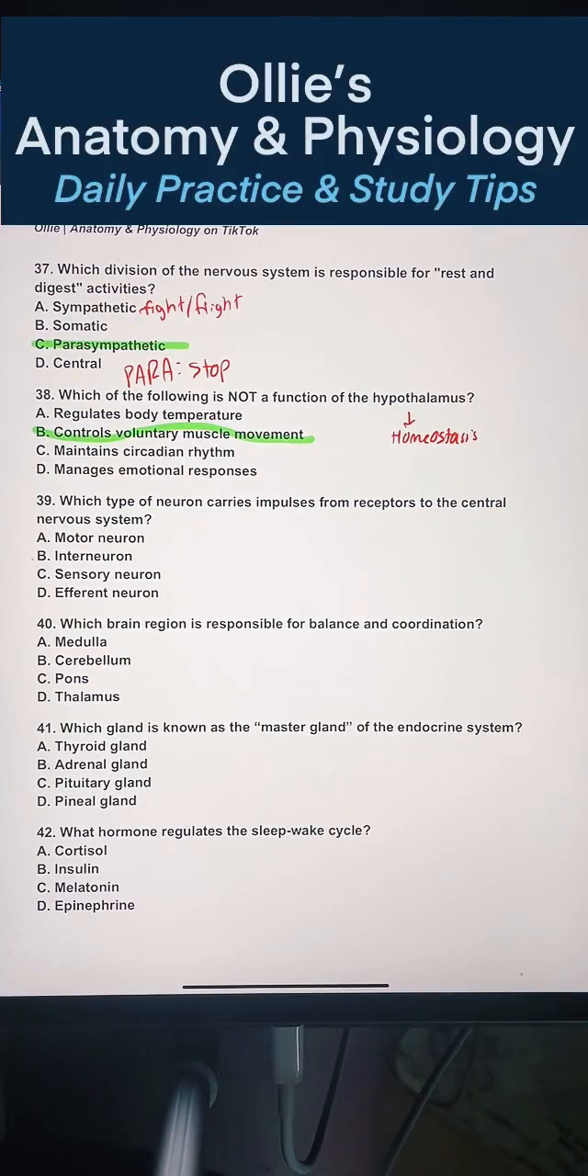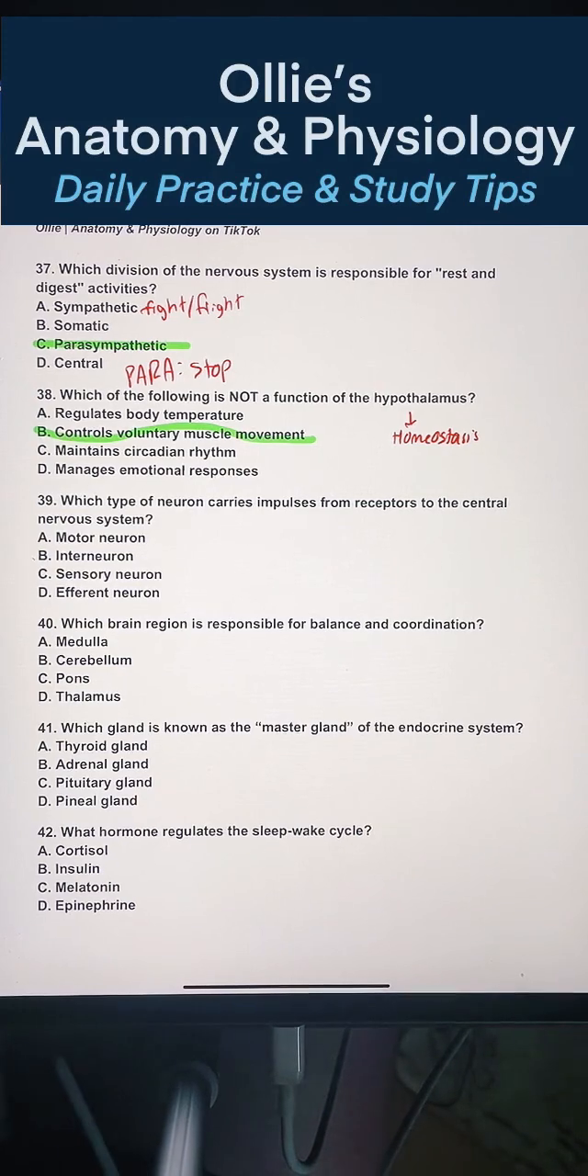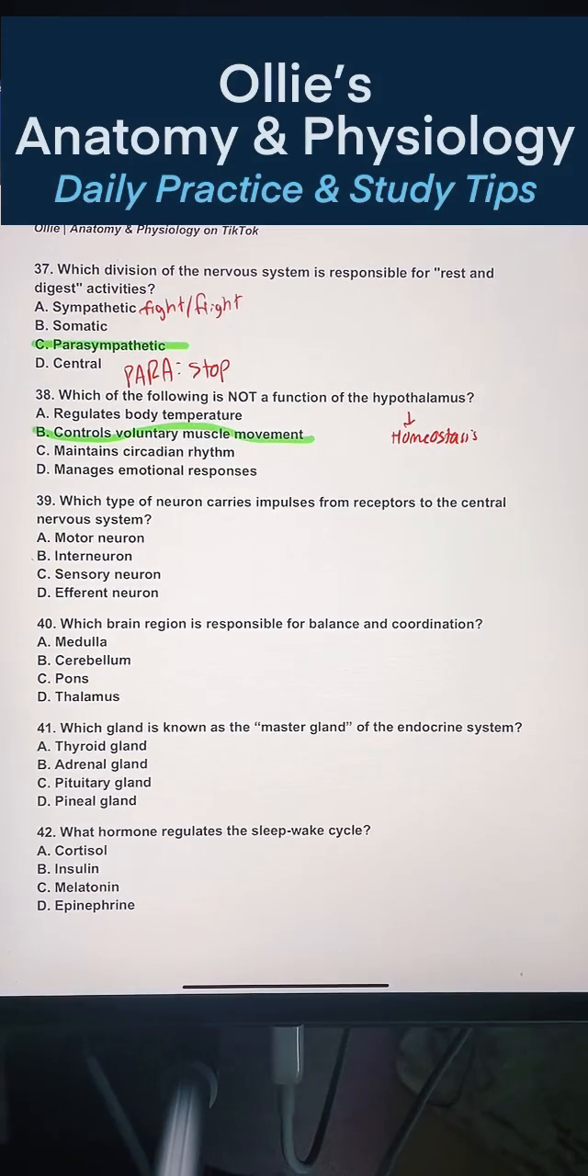What is the location of the hypothalamus? The hypothalamus is in the diencephalon, which is a part of the forebrain. I don't know if you know where it is, but the thalamus, hypo means below. So hypo means below, underneath the thalamus, but it's just above the brainstem. So yeah, part of the diencephalon.